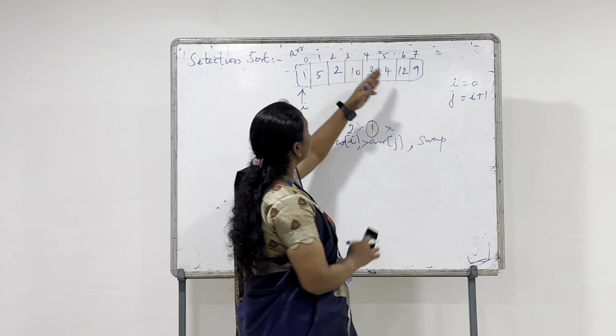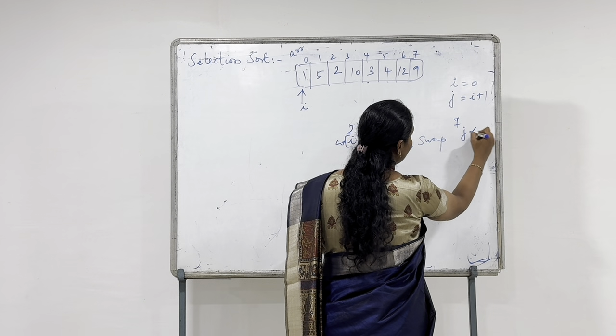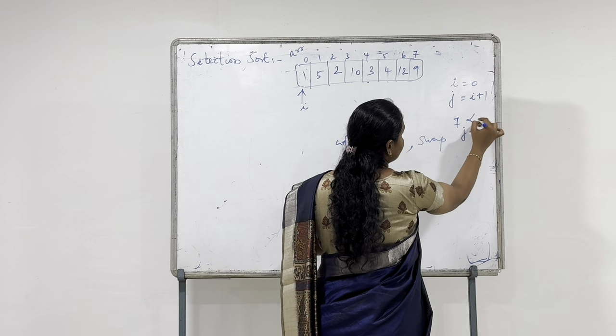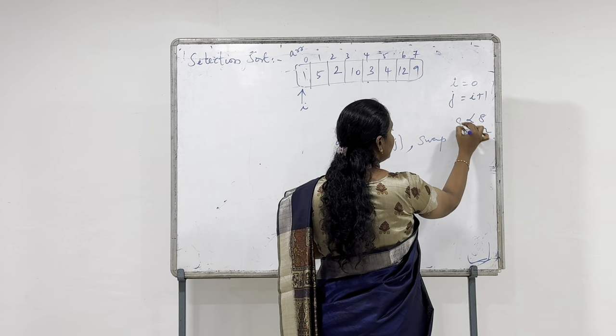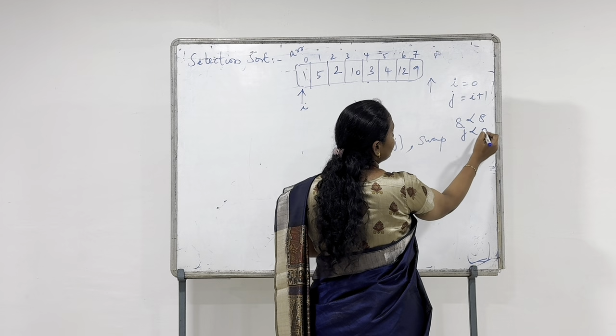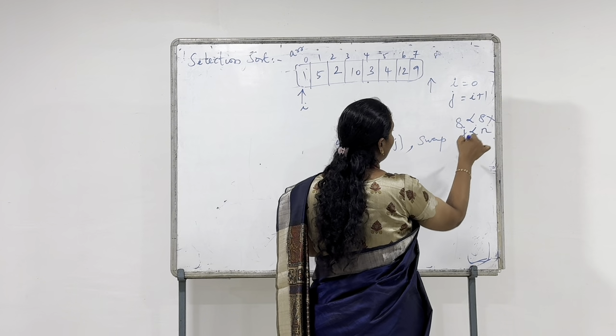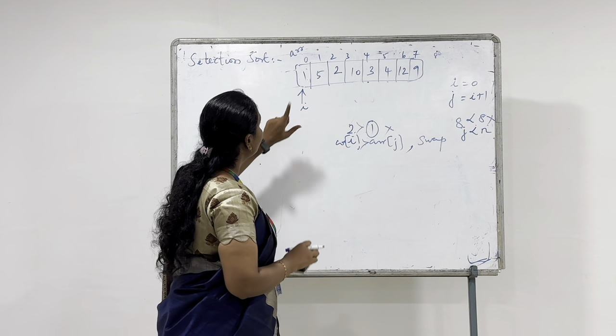to the value 7. The j should run up to n. So 7 is less than 8, condition true. After that j gets incremented to 8. It points to position 8, and 8 less than 8 is false. So the execution stops here.